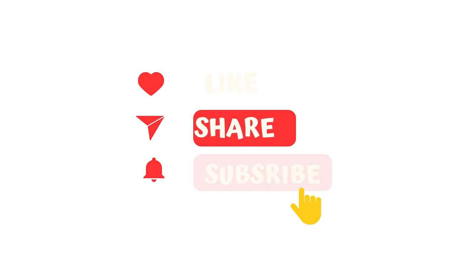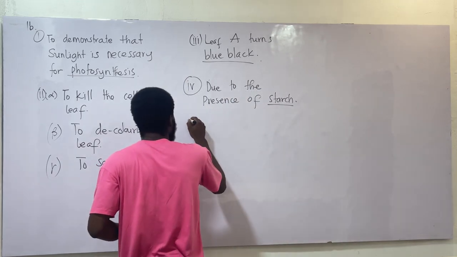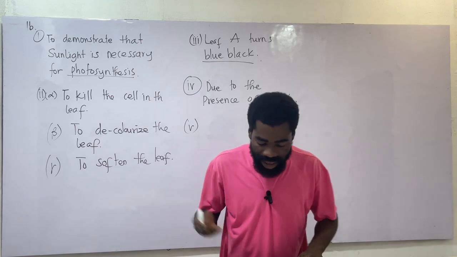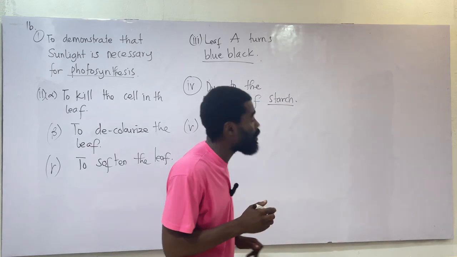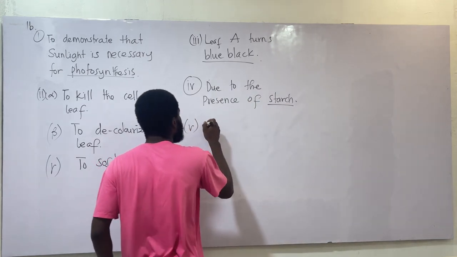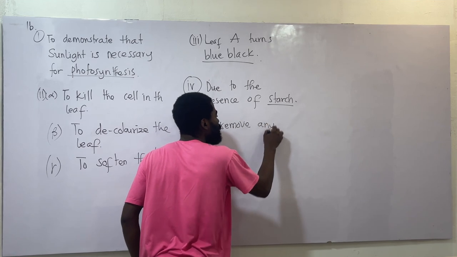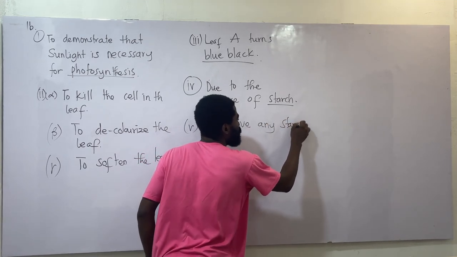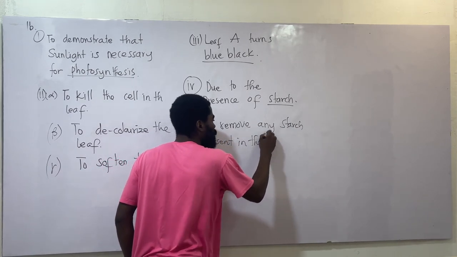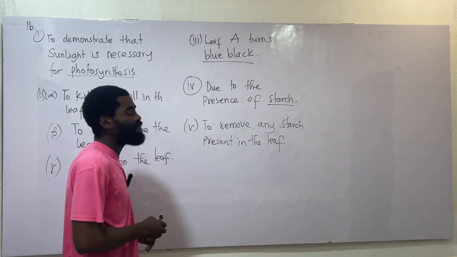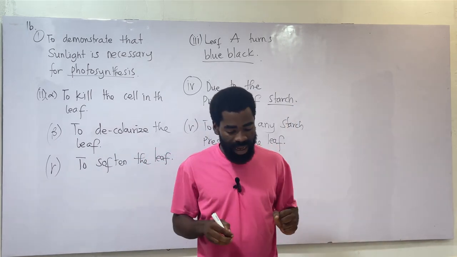Now explain why it's necessary to destarch the plant before starting the experiment. Why do we destarch the plant? To remove any starch that is already stored. So V, to remove any what? Any starch that is already in the leaf. Why is it necessary to destarch the plant before starting the experiment? To remove any starch present in the leaf. That is why we had to destarch it, keep it in the dark for 24 hours.